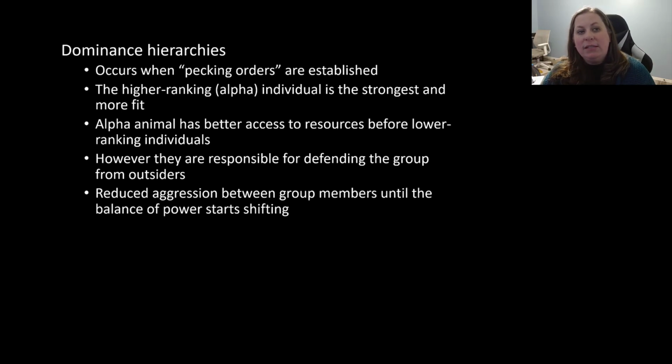Okay. The point of these hierarchies a lot of times is to reduce aggression between group members. And this is great until there is an actual challenge that takes place within the group. When the balance of power shifts and somebody challenges the alpha, then it could cause the dynamics to change. That's fine because it normally will even back out, but it can cause some of that conflict to take place.